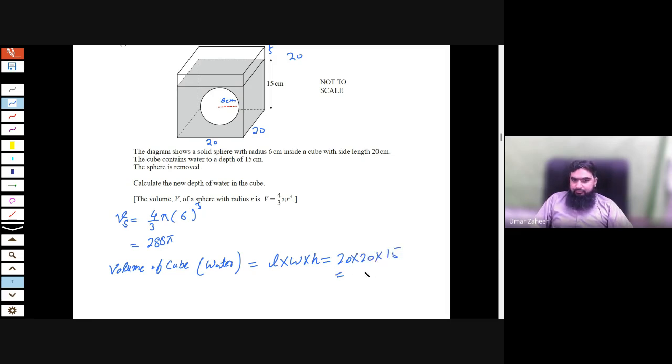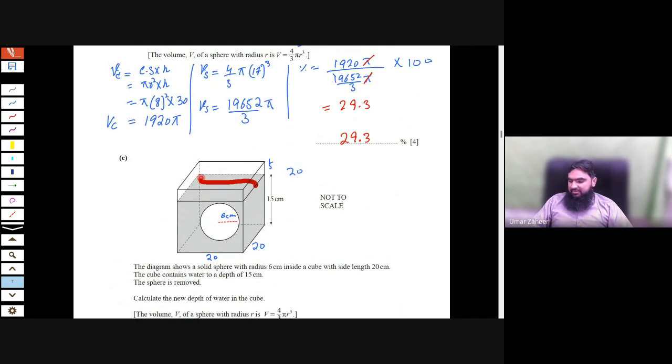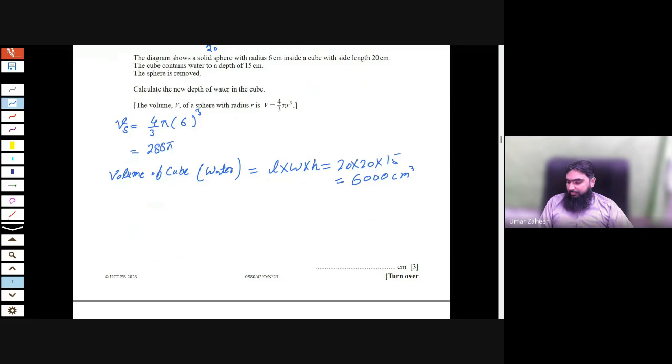20 multiplied by 20 is 400, multiplied by 15 is 6,000 centimeters cubed. Now we have the volume of the cube up to the water level. We are going to remove the sphere, so we are going to subtract its volume. So the volume of the cube minus the volume of the sphere is equal to 6,000 minus 288 pi, in terms of pi.